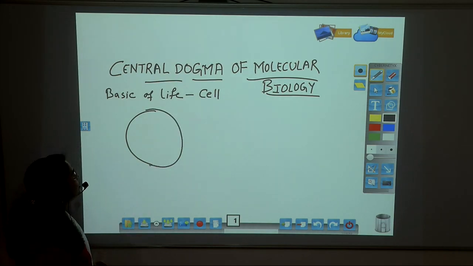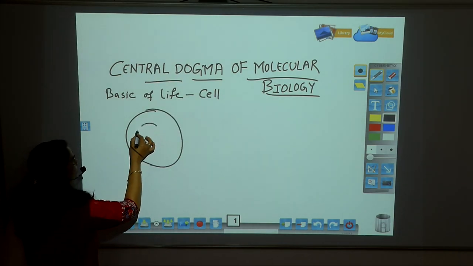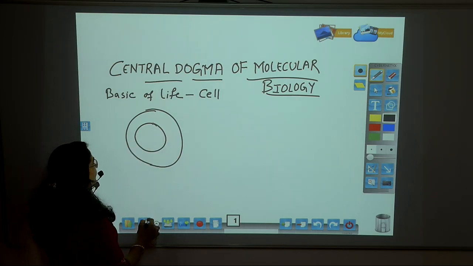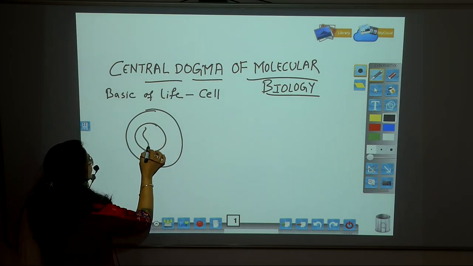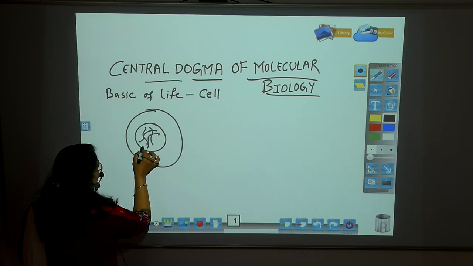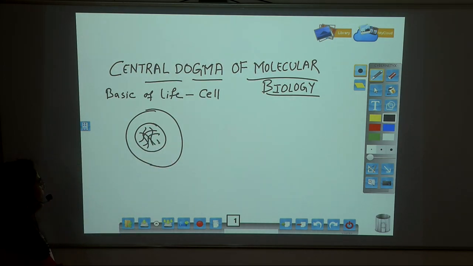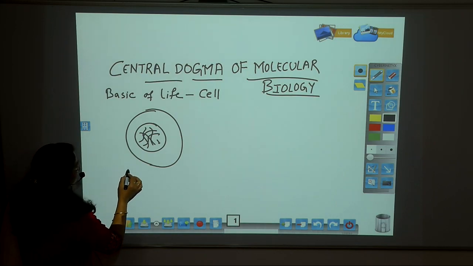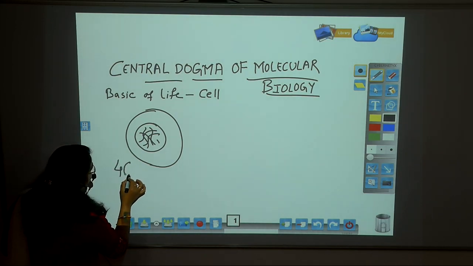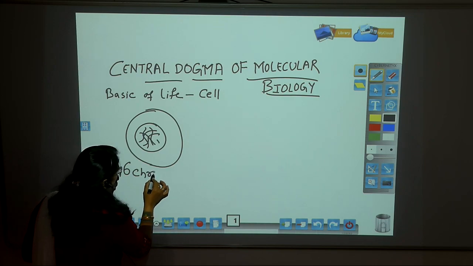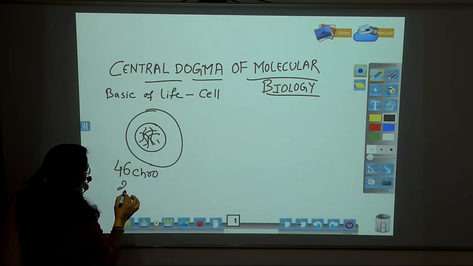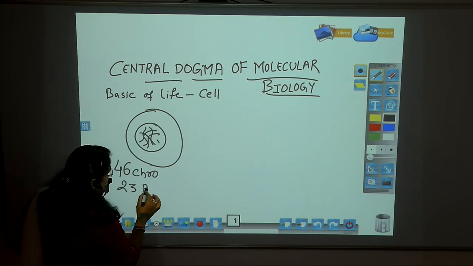So this is the structure of a cell: the nucleus, and the nucleus has chromosomes. These are the chromosomes. Now in the case of human beings, we have 46 chromosomes, that is 23 pairs.